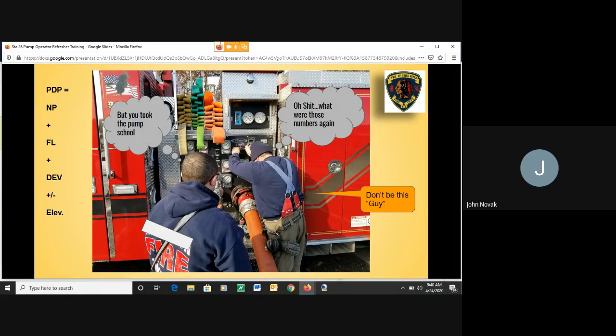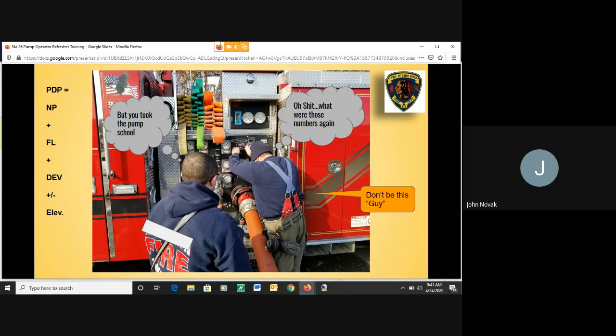All right, so pump operator, don't be this guy. And again, if you look to the left, we have basically our pump discharge pressure formula that you need to know: nozzle pressure plus friction loss plus device plus or minus elevation. This all comes into play. Everyone's learned this when they've taken the pump school. And again, I've sent out a revised pump manual for everyone to take a look at, especially the pump operators. So you might want to review that. We're going to talk about the nozzles here shortly. It's going to simplify a lot of stuff.